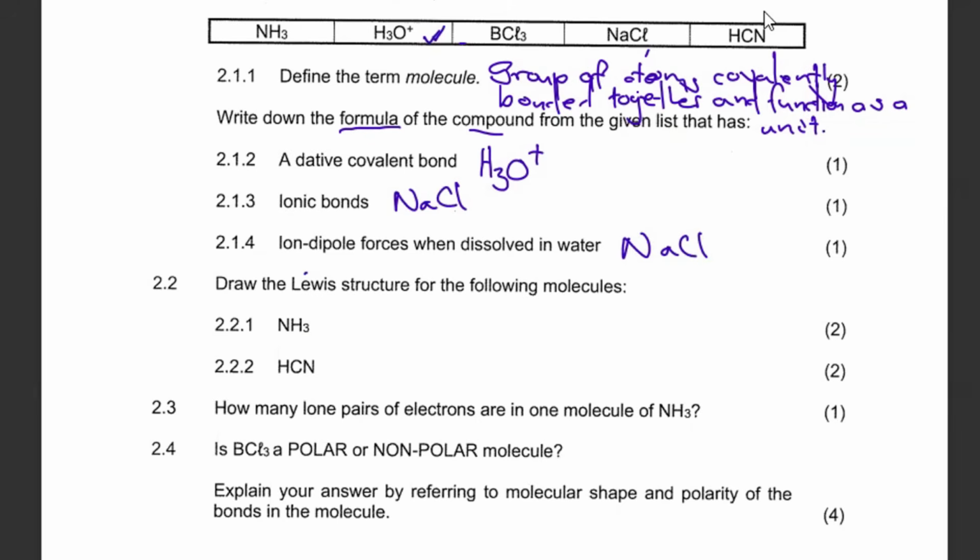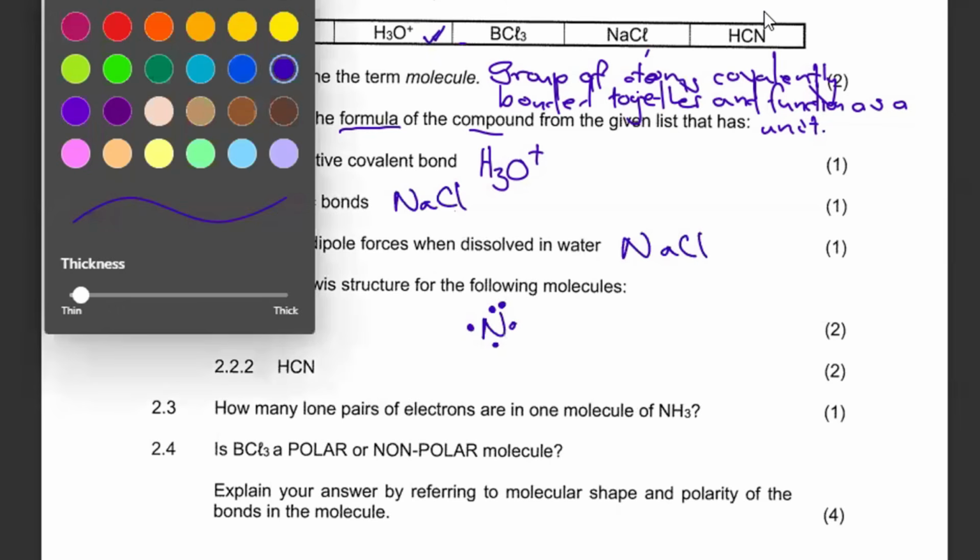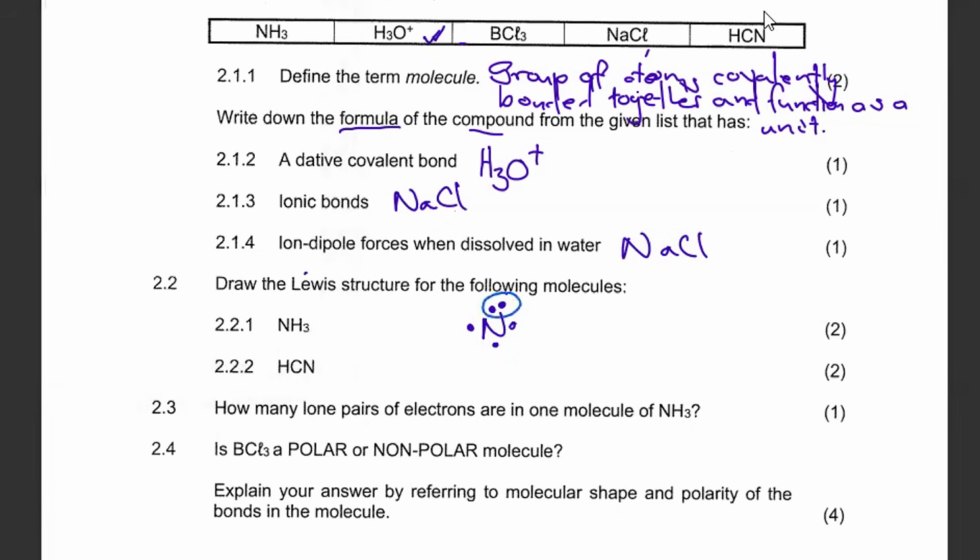Then draw the Lewis structure, 2.2: draw the Lewis structure for the following molecules. We have NH3 again. Having NH3 means your N is the central atom. If you go to your periodic table, you find that nitrogen has 5 electrons. So 1, 2, 3, 4, and 5. At the top there, that's what you're going to have, and you refer to it as a lone pair.